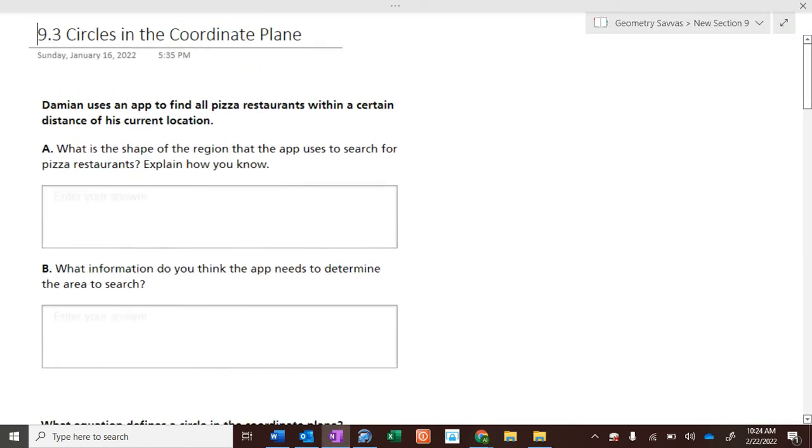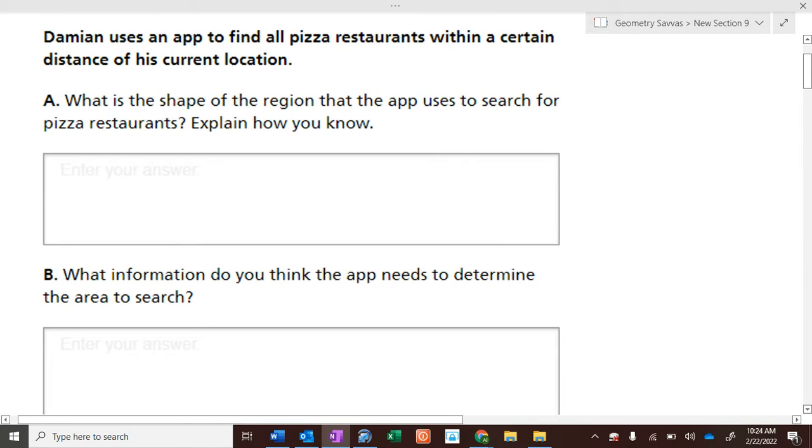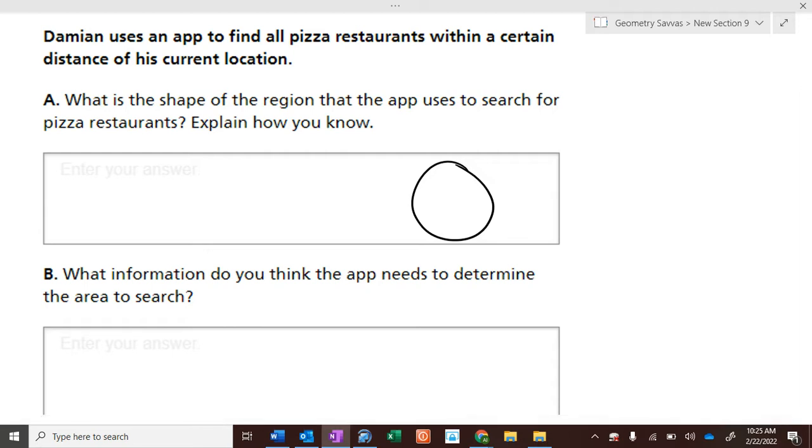All right, so we're working on section 9.3. Damien uses an app on his phone to find all the pizza restaurants within a certain distance of his current location. What is the shape of the region that the app searches for? What type of a shape do you think it searches? A circle. And then, what do you think the app needs to know to search? Besides the pizza location, what's the first thing it needs to know?